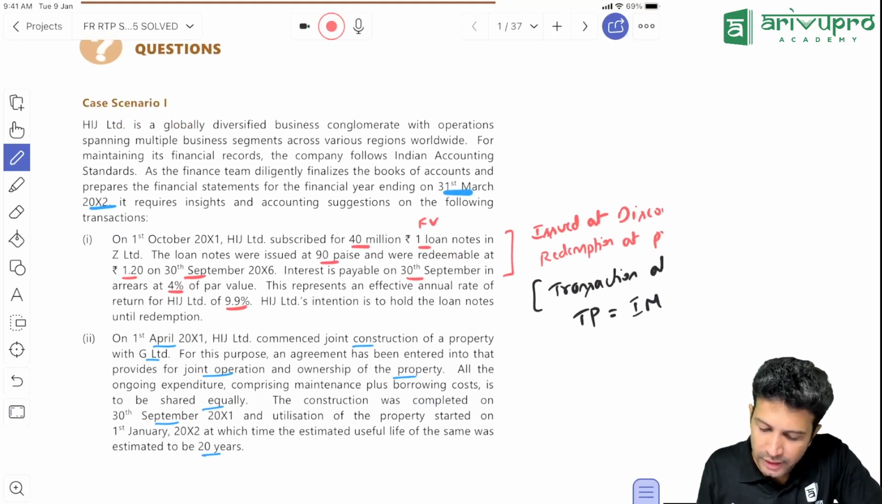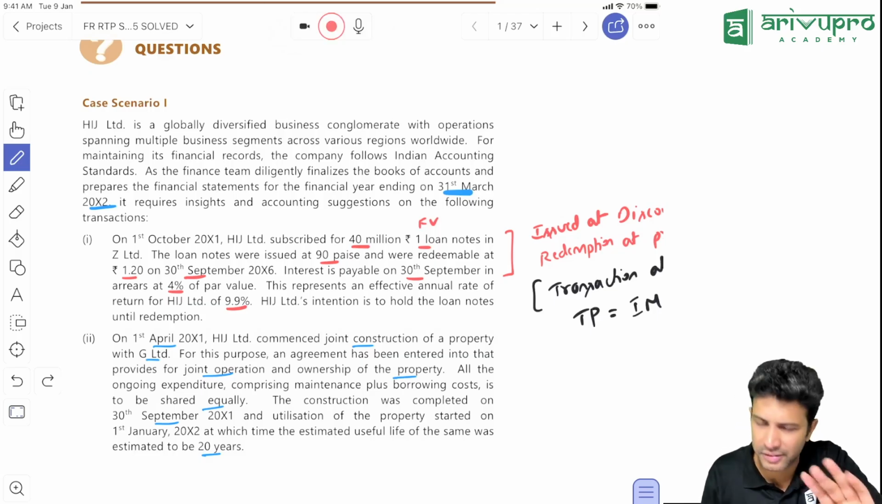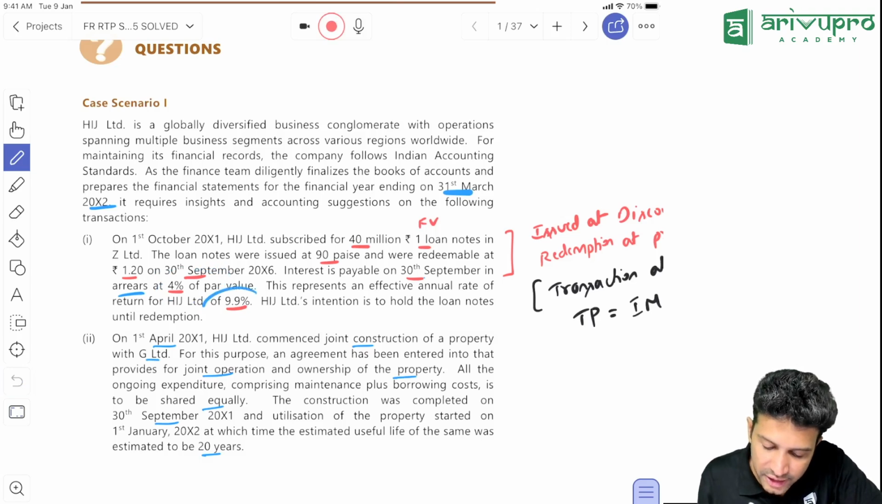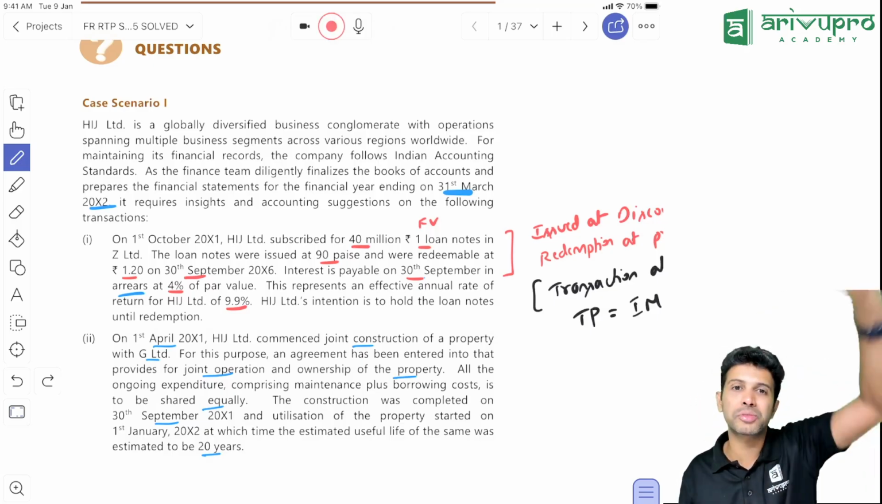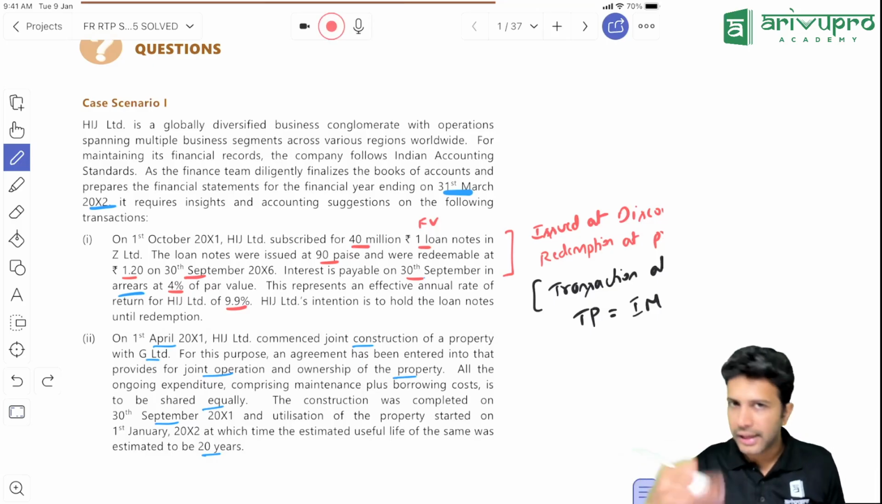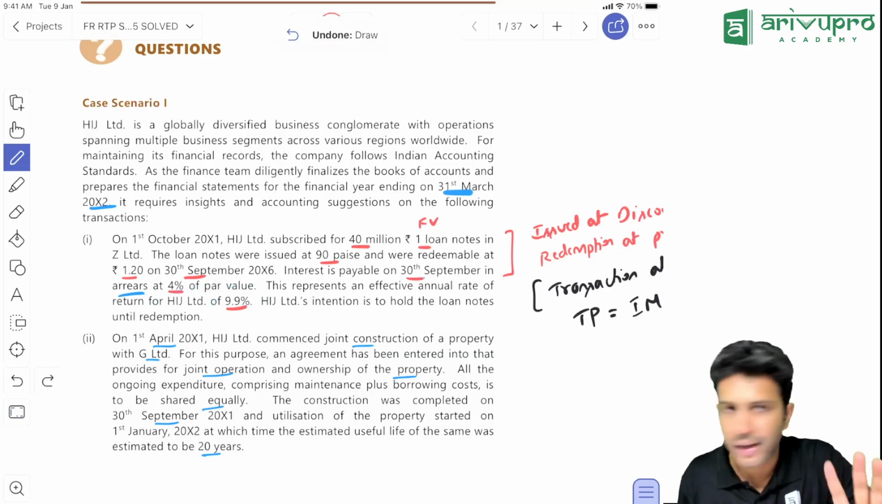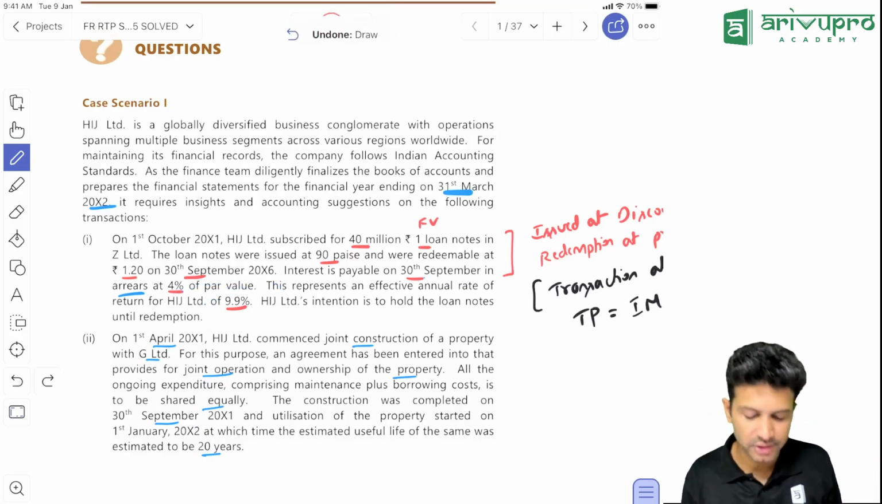Now, the loan notes were issued at 90 paisa, redeemable at 1.2. The redemption is on 30th September 20X6, a few years later. Interest is payable only on 30th September in arrears, meaning at the end, at 4%. The actual interest rate is 4%. This represents an EIR of 9.9%, because the debentures are issued at a discount and redeemed at a premium, so the actual rate and the effective interest rate will not match. Here the effective interest rate, or EIR, is given to be 9.9%. We book finance charges or finance income using the effective interest rate, which in this case is 9.9%.